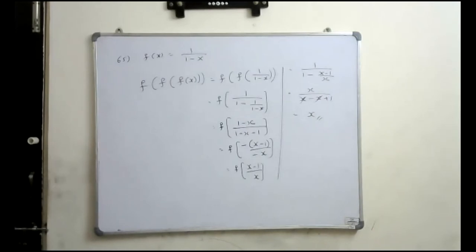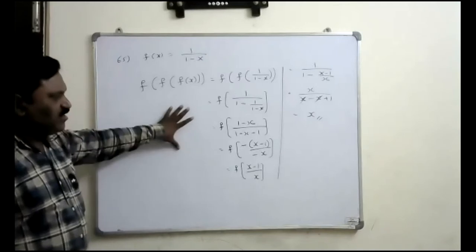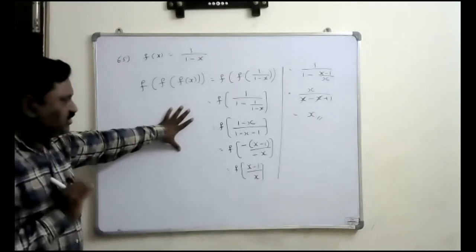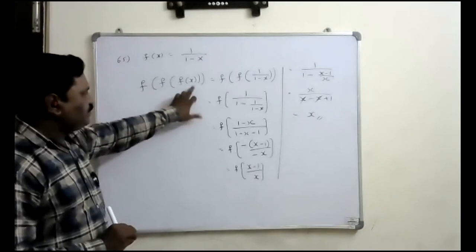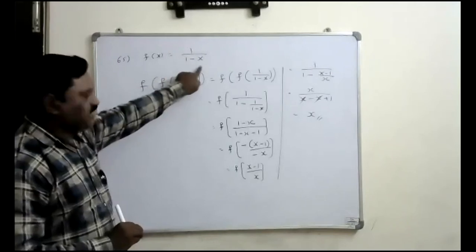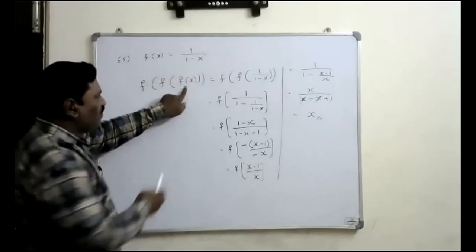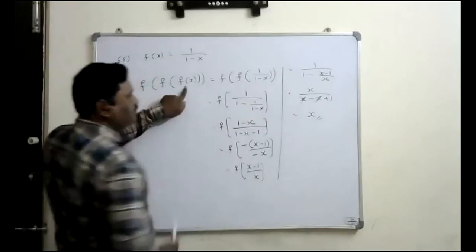Sir, please explain one more time. Okay. It is a simple question, but we may only get confused in the calculation. But the question is very simple. I have to calculate f of f of x. f of x means 1 by 1 minus x. So in the place of this f of x, write down 1 by 1 minus x.